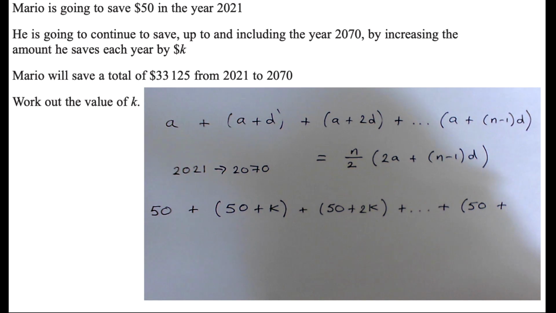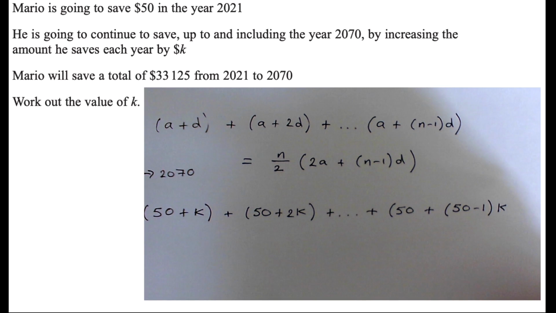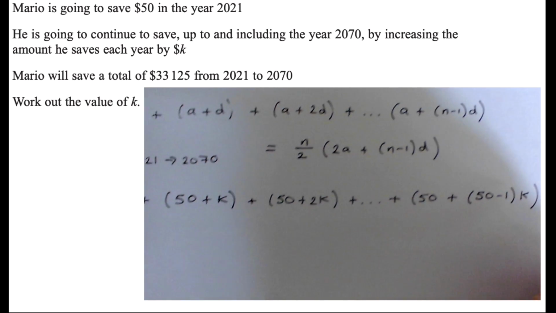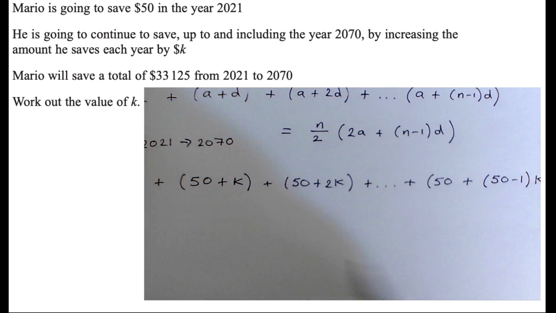Now just checking, 2021 to 2070 is 50 years, because we start counting at 1, don't we? And so if you count from 1 to 50, you get to 2070, yeah? But we're counting the K's, we're starting from 0 K. So if you start counting 50 K's from 0, you end up at 49 K, which explains why I'm taking off that 1, which is instantly what the formula does too.